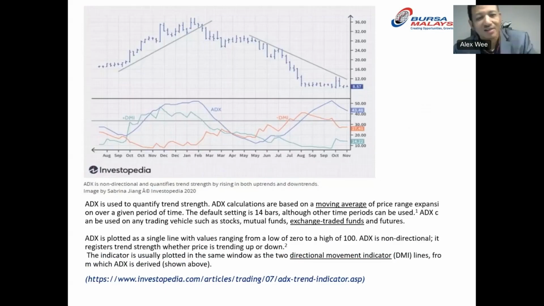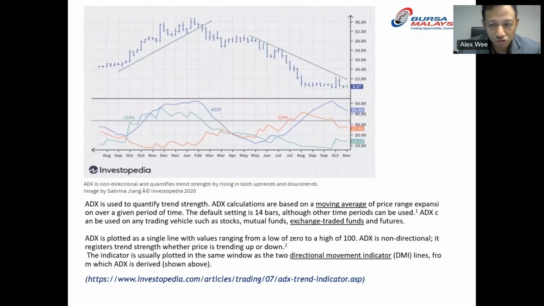Okay. So what is ADX? Why do people use it to determine the strength of trend? It is calculated based on a moving average of the price range expansion over a given period of time. The default is 14 bars, which means 14 days if you're doing a day chart. Some people use 21, some people use 20. It doesn't matter, whatever suits you. The default is 14. It is used in stocks, mutual funds, ETFs, futures to decide whether the trend is strong or not.